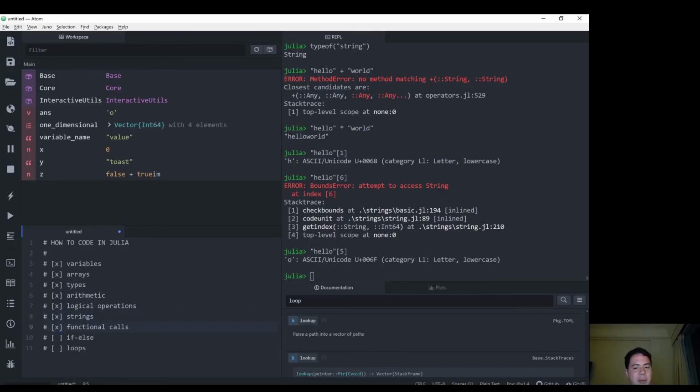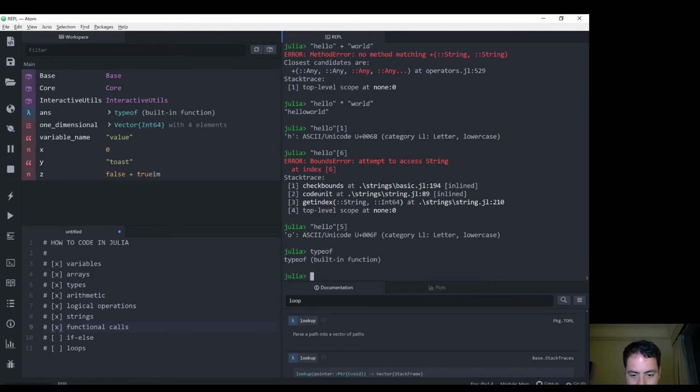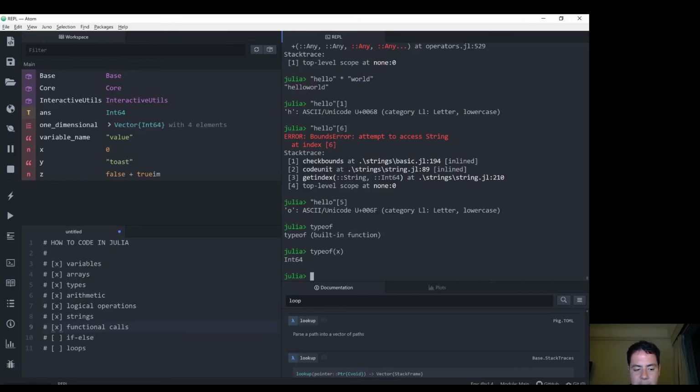So function calls. You've probably seen me use quite a few function calls already. I've used typeof, which is, as it says, a built-in function. So typeof x, oops. This is the 64-bit integer. To make a function call, you just type in the function and call it with the enter key.